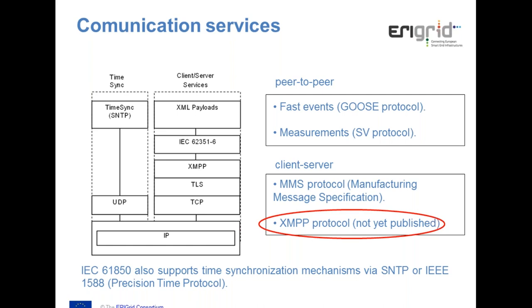The idea is to use XMPP because XMPP is a very good protocol for communicating over the internet, and if you have a lot of connected devices which, for example, have to communicate over small, let's say slow, networks, or in general normal internet connections, like you will have in many smart grid environments. So this is a protocol which is very interesting from a smart grid point of view. Right now it is not yet available, but the standard is at a good development point, so it will be published, I think, this year.